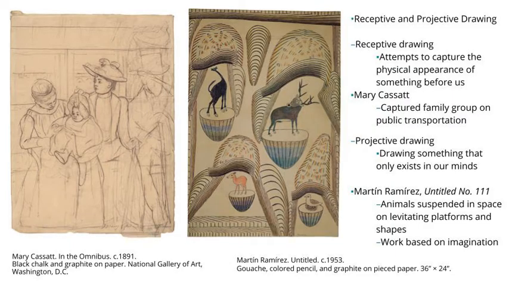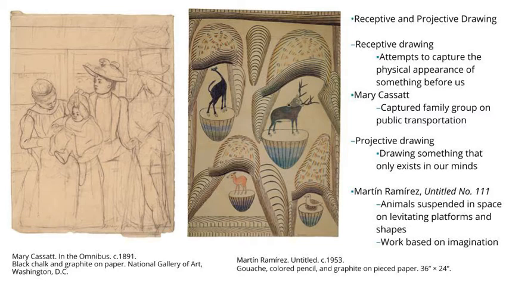Now, I want to talk quickly about the difference between receptive and projective drawing. Receptive drawing attempts to capture the physical appearance of something that's before us. It's drawing from life. On the left here, you can see an example of that by Mary Cassatt, where she captured a family group, I think it's a family. They're on public transportation. So she's literally sitting on a train, drawing whoever's in front of her.